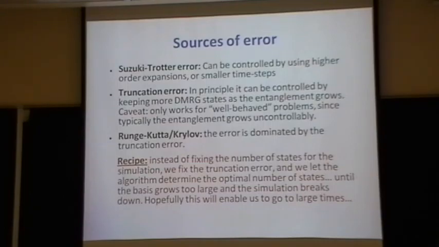So the recipe that I generally recommend is that instead of fixing the number of states when you do DMRG, you fix the truncation error. And then you let the algorithm determine the optimal number of states that you need to keep. And of course, for some problems, this will imply that the basis will grow to a point where your computer will crash. So that will give you a limitation on how far you can go, what kind of simulations you can do. Some problems are well behaved in the sense that the entropy doesn't grow as fast. You can go to very, very large numbers. So that's problem dependent.